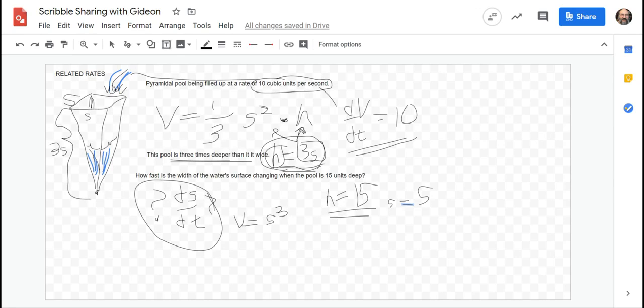H equals 3s, that remains true even over time, right? That pyramidal relationship of height to width remains true all the time. So you can substitute it in anytime you want.